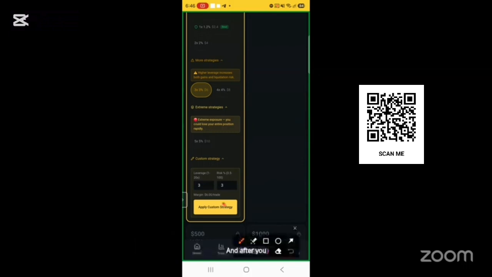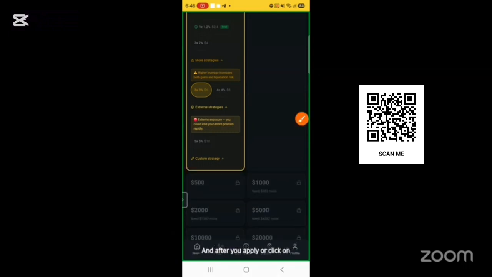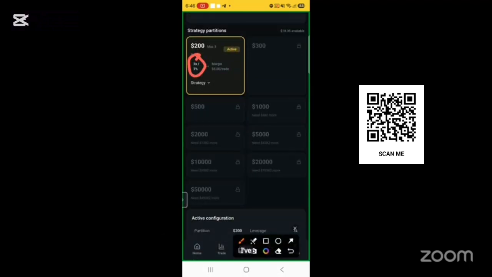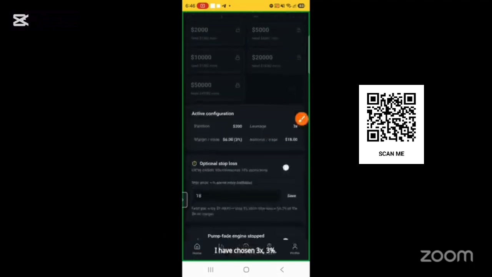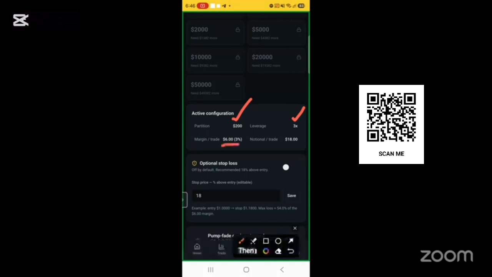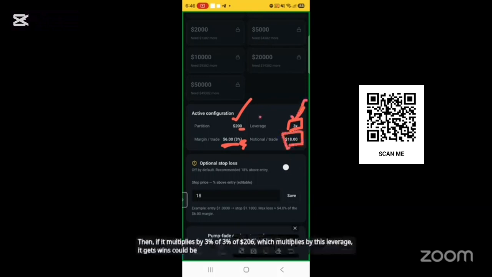And after you click on apply custom settings, in this case, for example, okay, I've chosen 3x 3%. And when we reach here, it is telling me that it's going to be using leverage of 3x, okay, on a partition of $200, which means this is going to be $6 per trade. 3% of 200 is $6. If it multiplies by this leverage, it could be putting in 18 as the notional. Okay.